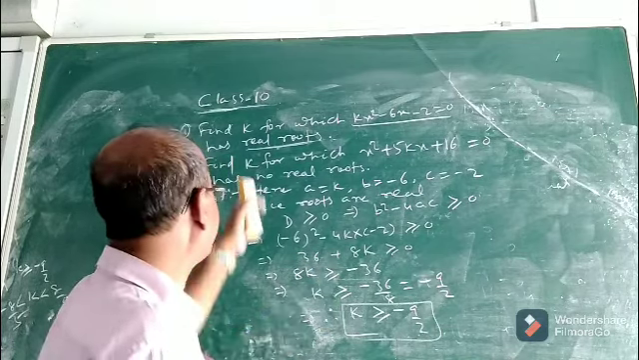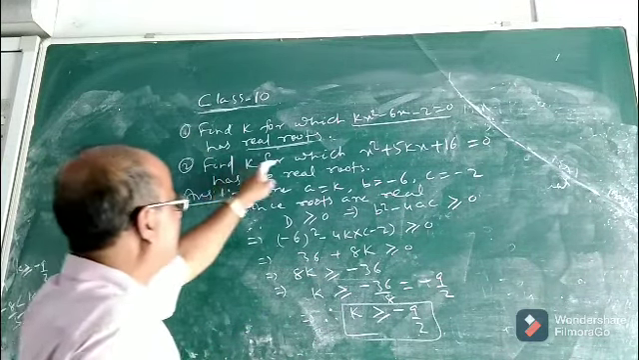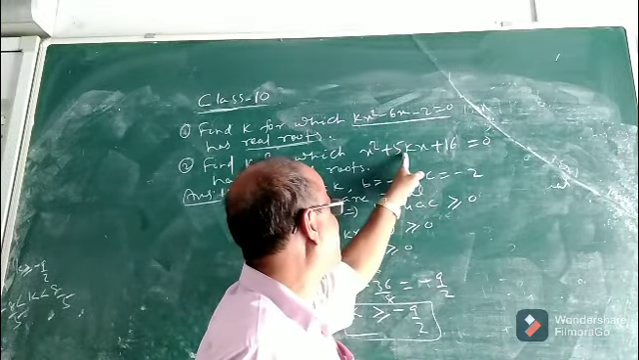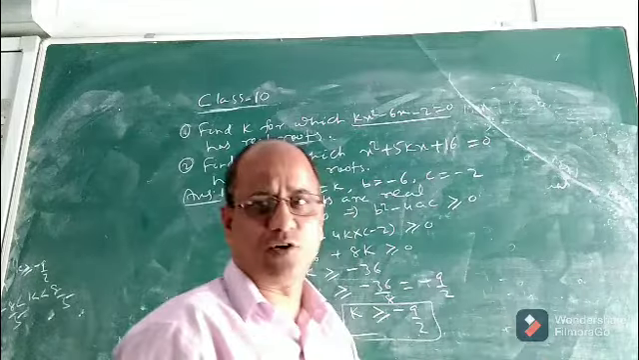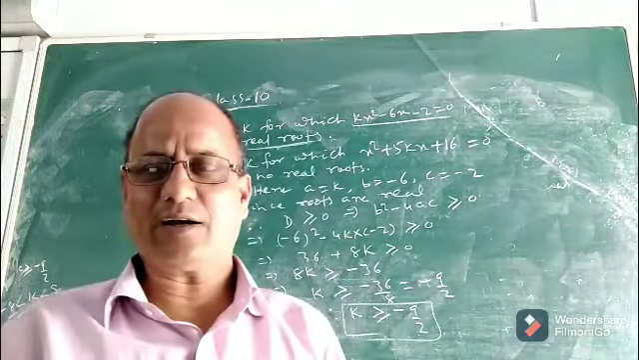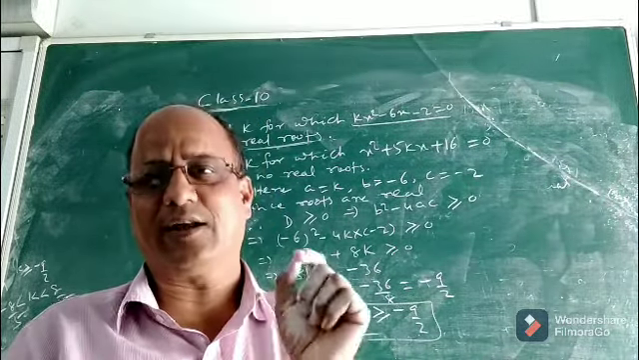Now let us discuss another question. See the second one. In the second one you are given: find the value of k for which this quadratic equation x square plus 5kx plus 16 equal to 0 has no real roots. Now tell me, what is the condition for a quadratic equation to have no real roots? When will it have no real roots?